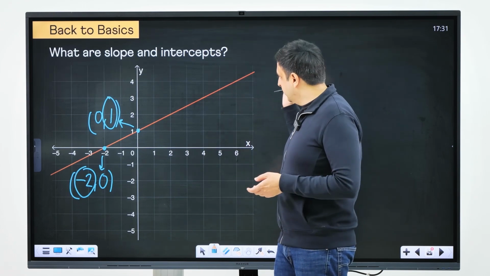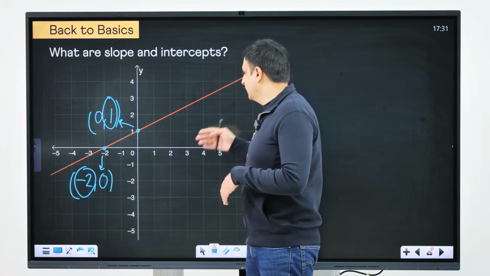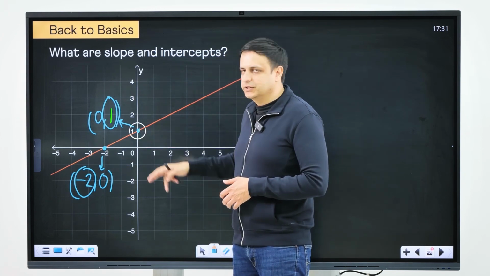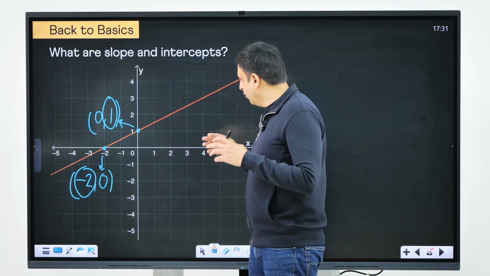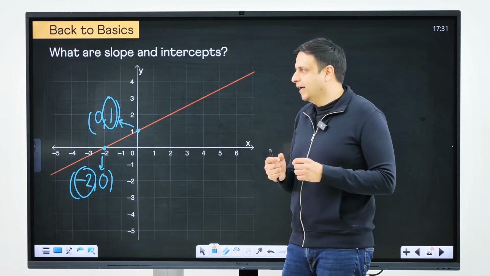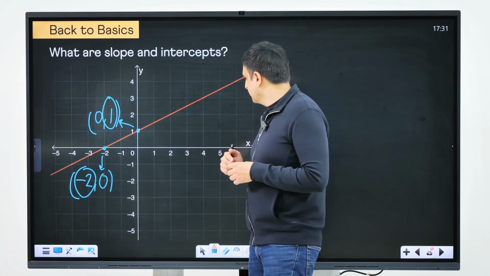So that's it. The x-intercept is the x-coordinate of this point of intersection with the x-axis. The y-intercept is the y-coordinate of the point of intersection with the y-axis. Now let's talk about the slope of this line. So the slope of a line is a measure of its steepness. So let's see what that means.